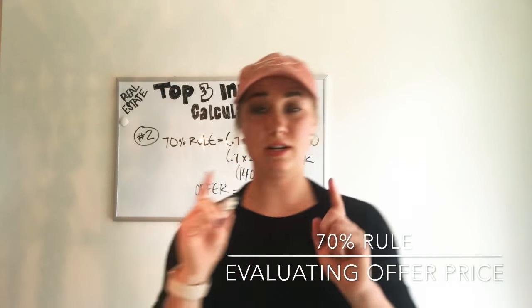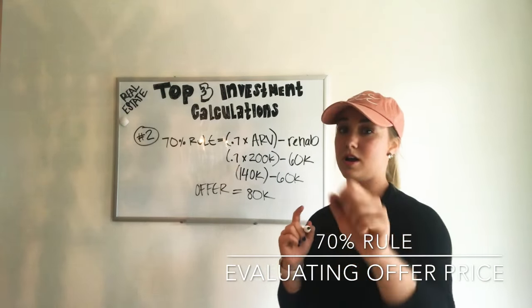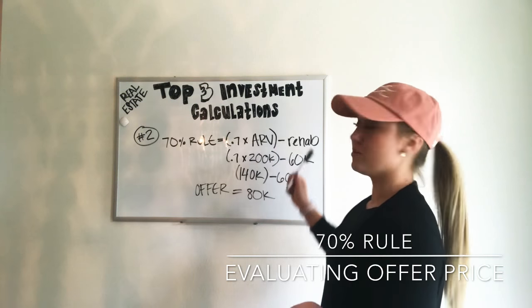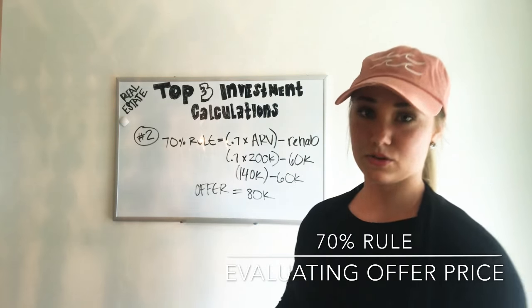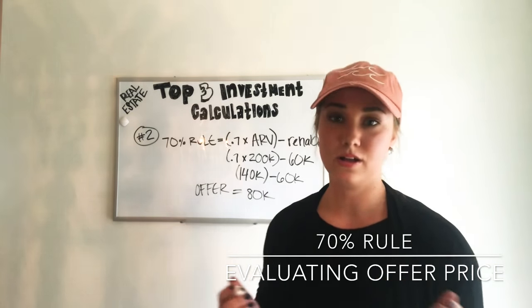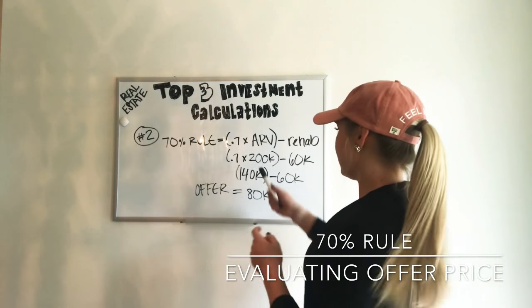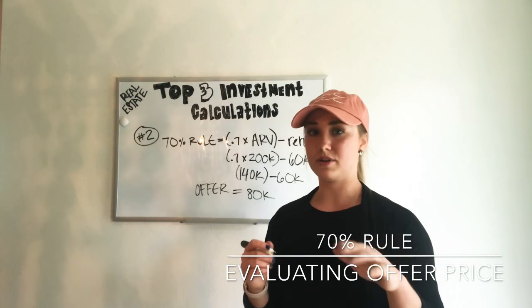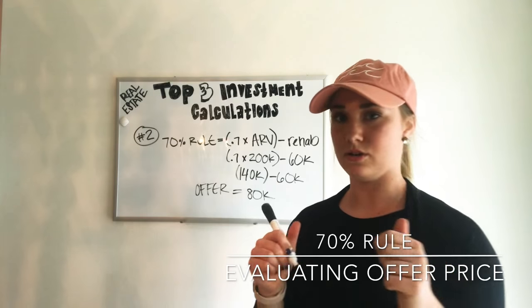Now, this equation is very good. Make sure that you're correct on your ARV and your rehab budget. If these are off, then this equation sucks because all your math is wrong. So it's a very simple, quick, easy way. If you're looking to flip properties, this is a good, easy equation to use.